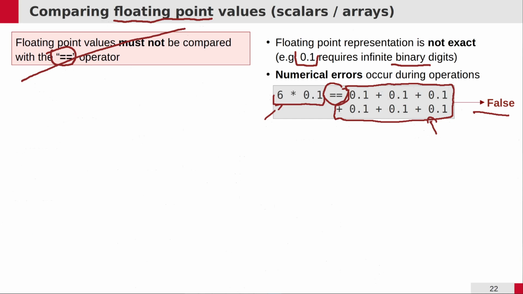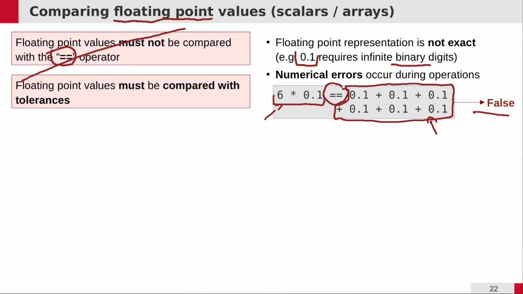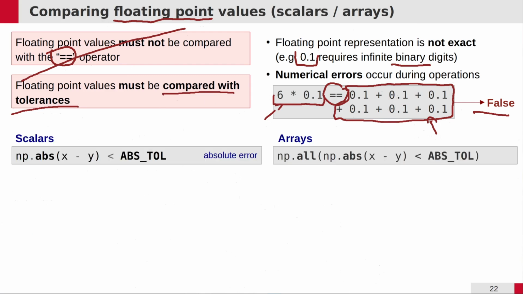So how can I compare floating point numbers then? The way to do that is to compare them with tolerances. That's the solution. You are not checking whether the two numbers are equal, but whether they are close enough to each other. You can, for example, calculate the absolute error. You are just subtracting the two numbers from each other, taking the absolute value to make sure you get a positive number, and then checking it against a tolerance value. If it's smaller than the tolerance, then they are close to each other.